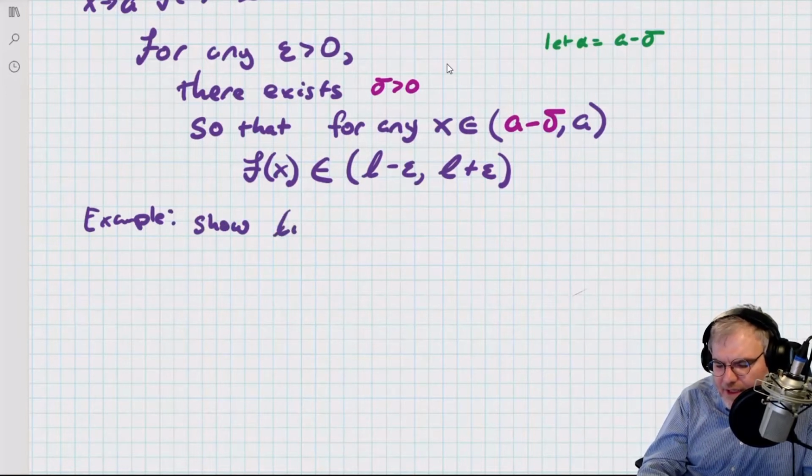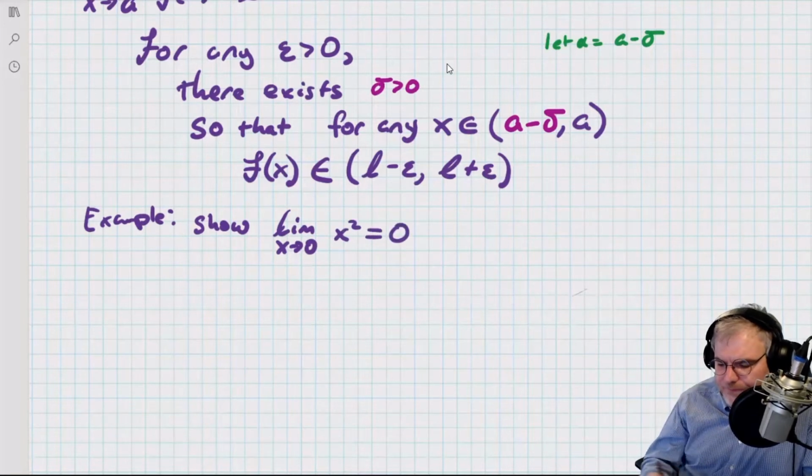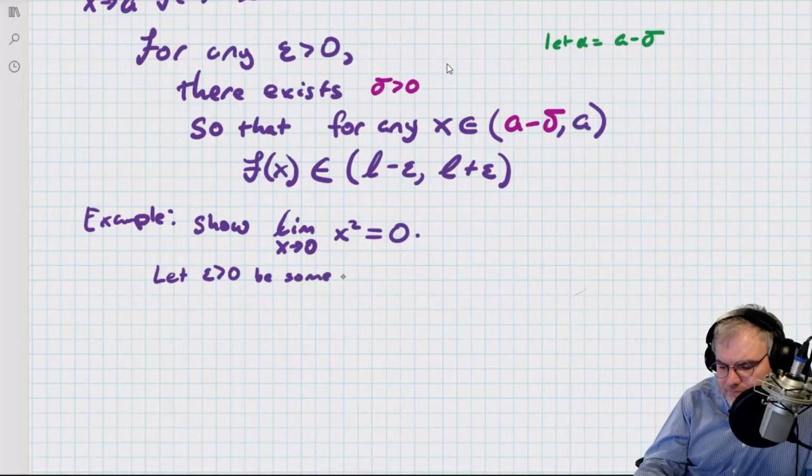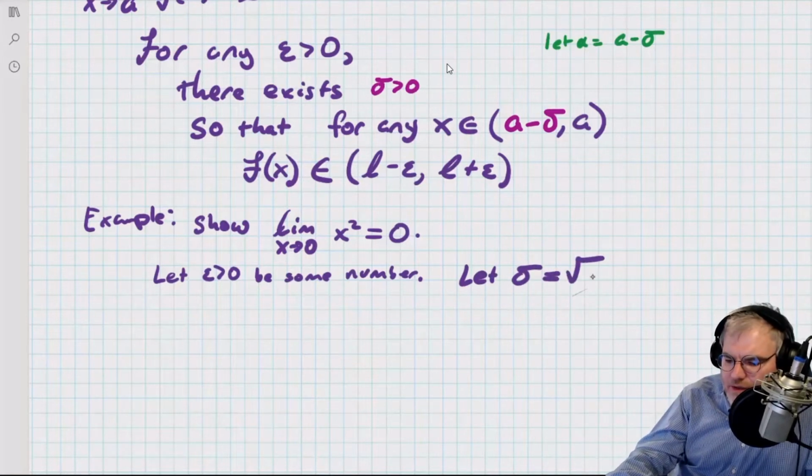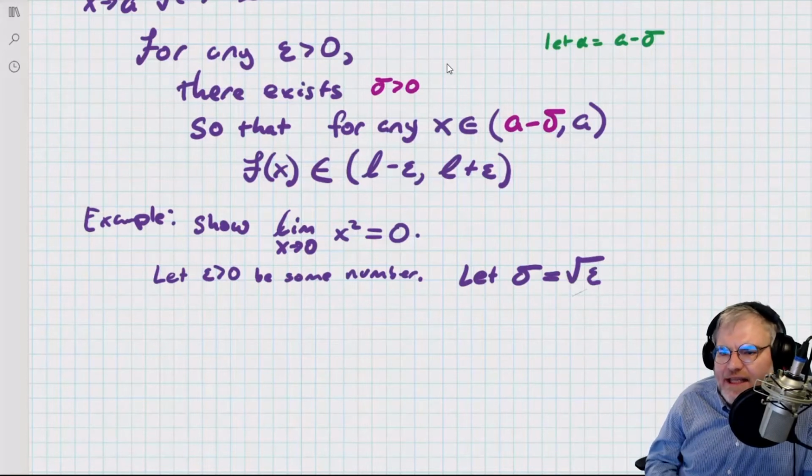Show that the limit as x goes to 0 of x squared equals 0. Right? Okay. So what am I going to do? Well, I'm going to let... and some of these are actually easy to do. So you gave me an epsilon, and I said, okay, let's take the square root of epsilon.